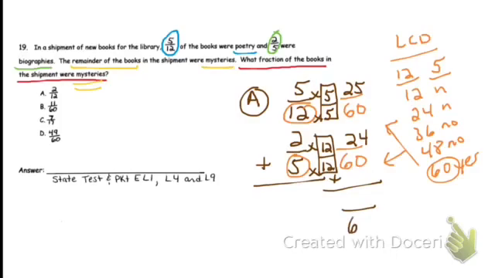25/60 plus 24/60. Denominator stays the same. 5 plus 4 equals 9. 2 plus 2 equals 4. So I get 49/60. So 49/60 are the poetry and biographies. I know that I'm going to take that away from my one whole shipment. So part B will be one whole minus 49/60.